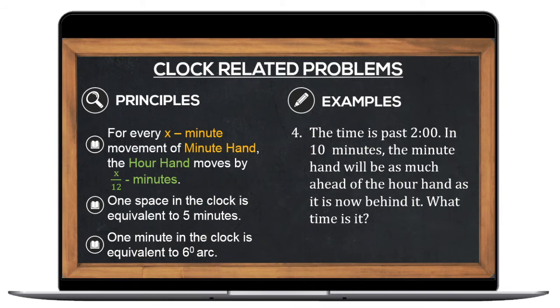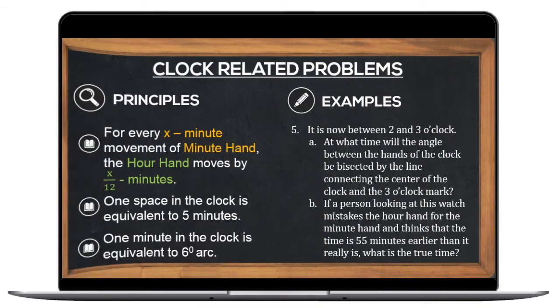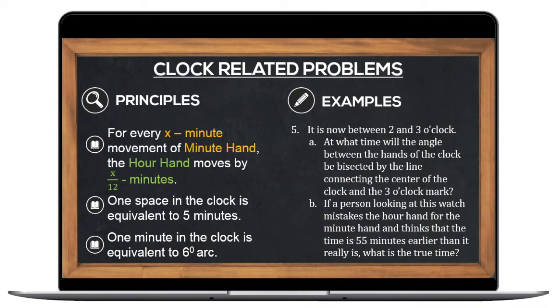Okay, so let's try another problem. It is now between 2 and 3 o'clock. At what time will the angle between the hands of the clock be bisected by the line connecting the center of the clock and the 3 o'clock mark? So let's draw the figure.